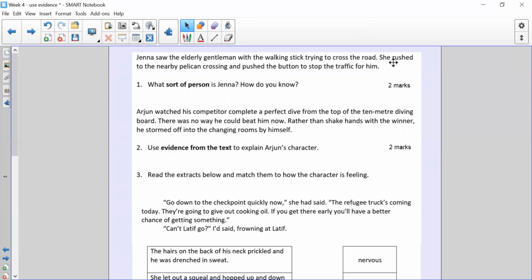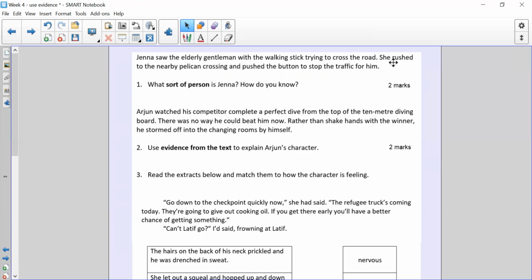And there's another girl, Jenna, and she rushes over to the Pelican or the zebra crossing, whatever you call it, and she pushes the button to stop the traffic for him, because now I'm going to imagine lots of cars zooming by, okay, and this elderly man on his walking stick wanting to walk across, and all the cars are just zooming by, okay? So what sort of person is Jenna? So now that I've painted this picture in my mind about her, what kind of a person do you think she is? And how do we know? So what evidence is there that would tell me that she is this kind of a person?